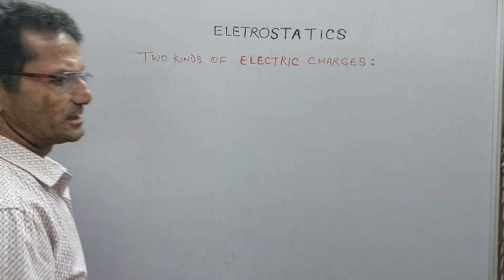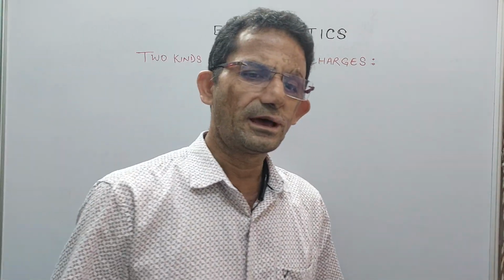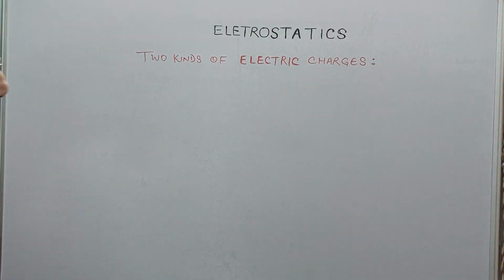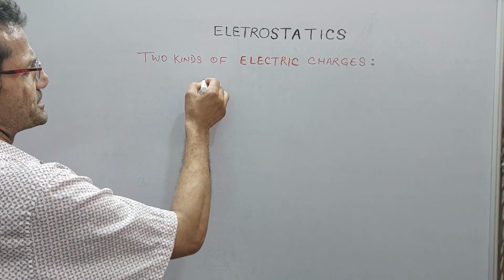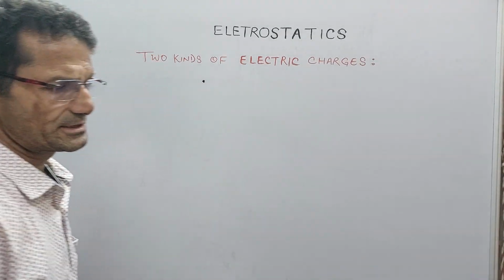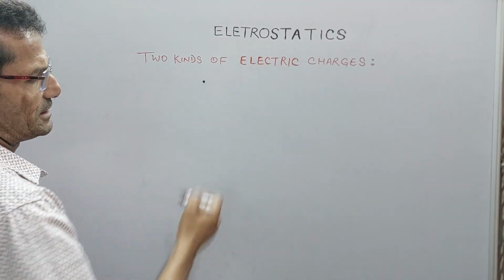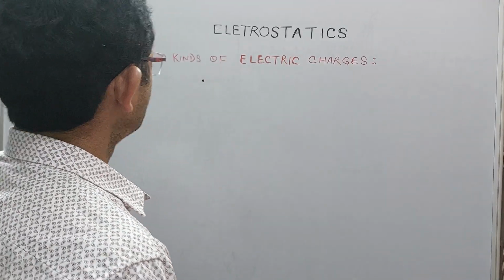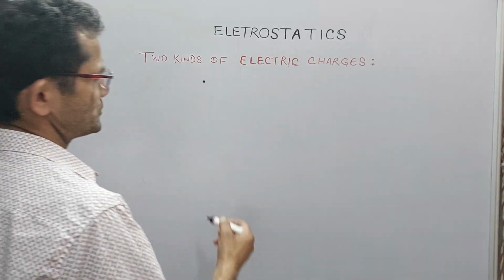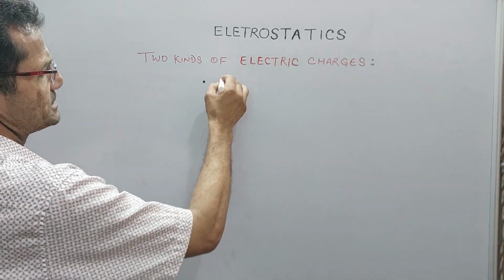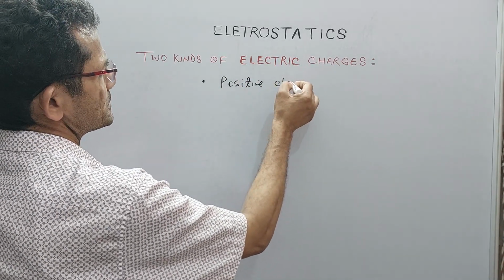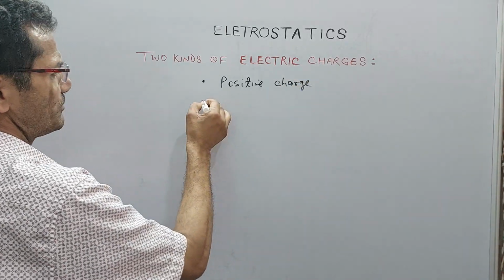Two kinds of electric charges. Nature has given everything an antiparticle. In earlier times, it was thought that there were only positive charges, but we know that everything has an antiparticle, so there should be a negative of that positive charge. It means there should be negative charge also. So in nature, every object has two types of charges: one is a positive charge and the second is a negative charge.